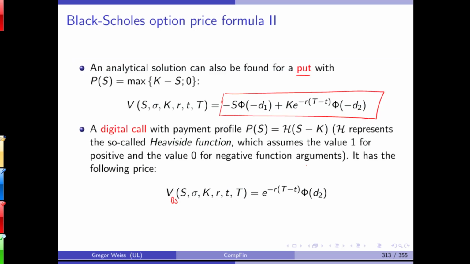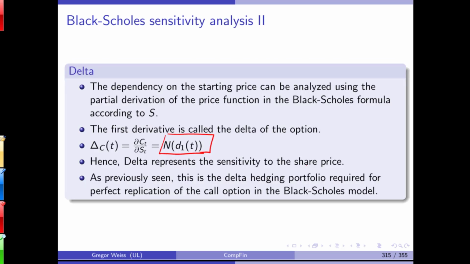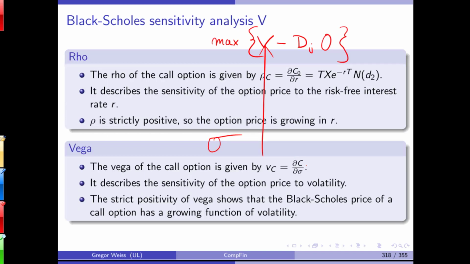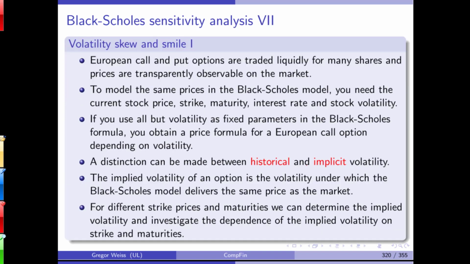Now with the implied and the historical volatility, you can compare the two. And if you compare the two, you will see that first we'll compare historical and implicit or implied volatility. It's usually implied.